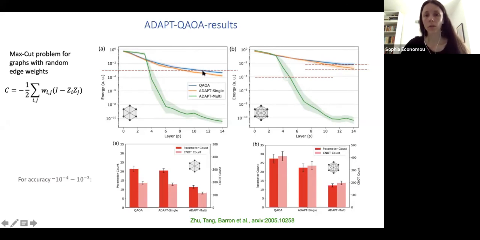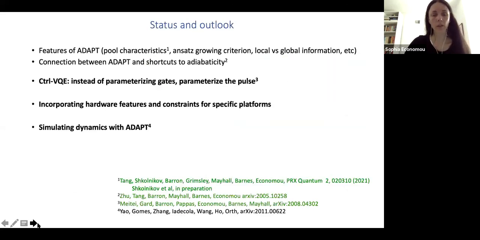So what this tells you is that the original QAOA is consuming more entanglement without gaining anything out of it. And similar conclusions hold for this other graph. All right, so this takes me to basically my last slide.